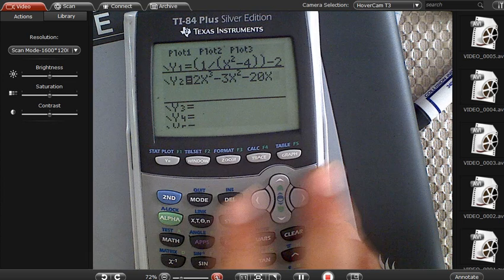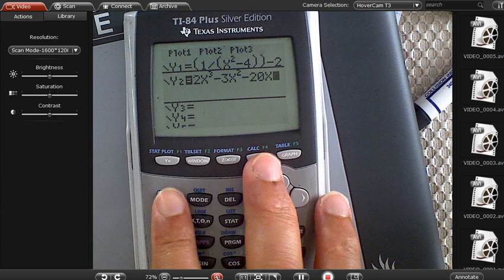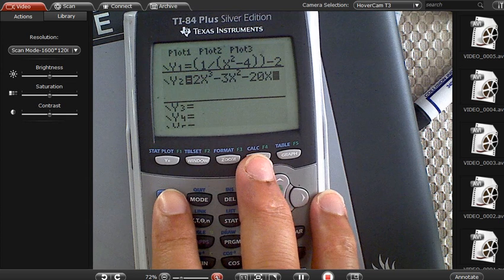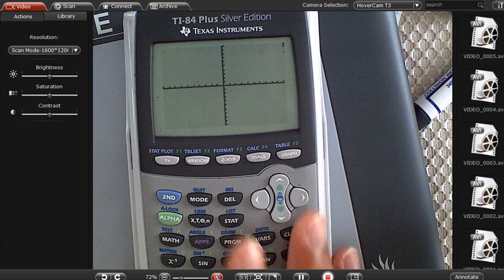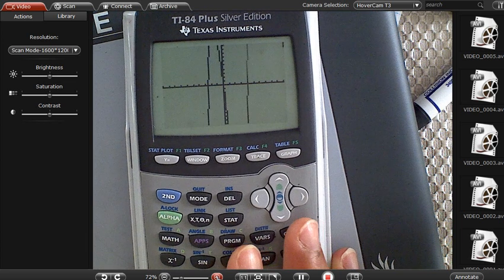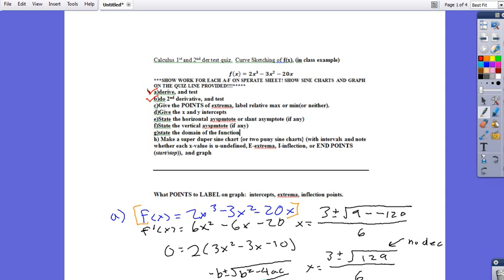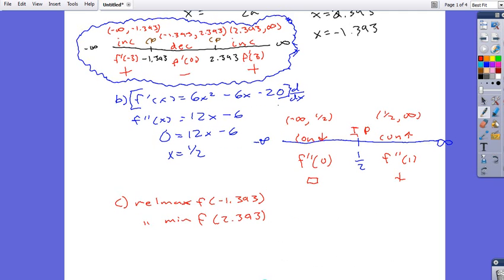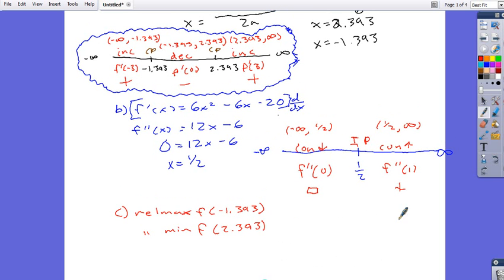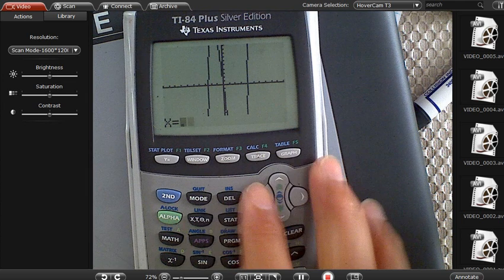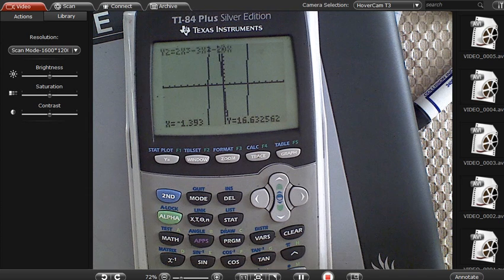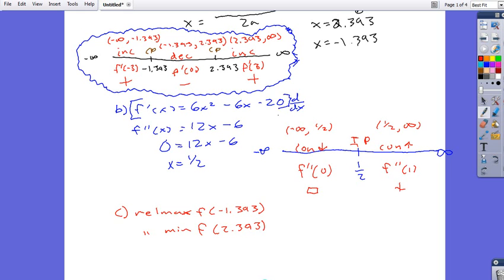Just go second trace, calculate, and I want a value, so I'm going to plug a value in for x after it gets done graphing. What's my value for x? My critical points are negative 1.393 and 2.393, I'll try to remember that. So negative 1.393 gives 16.633. So 16.633 right there.